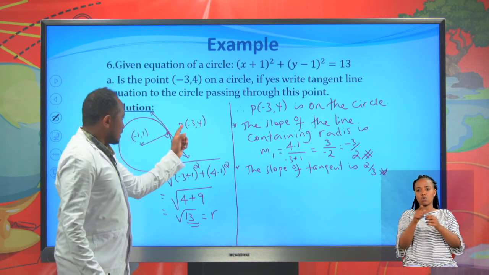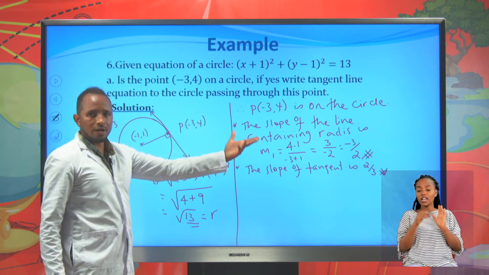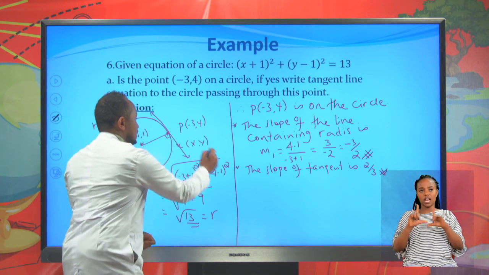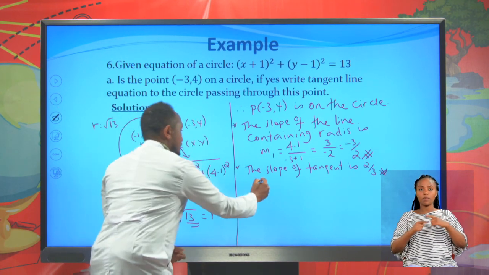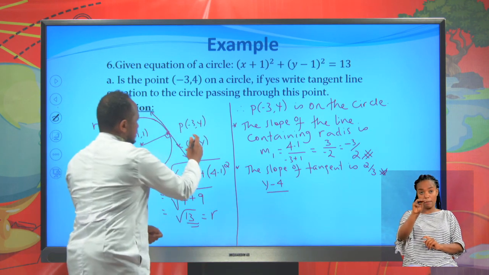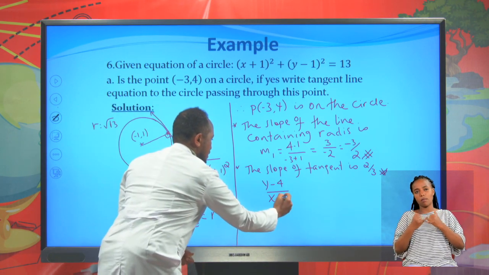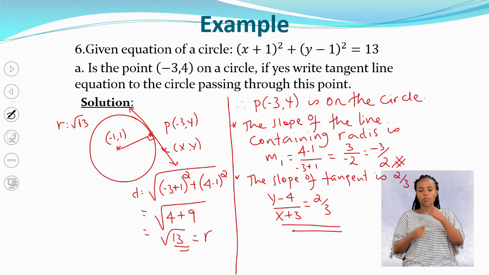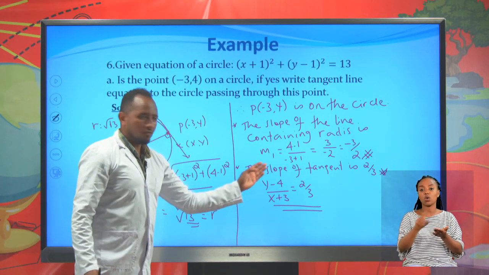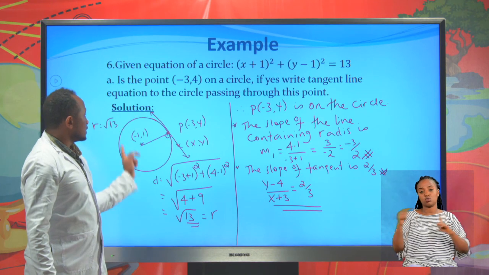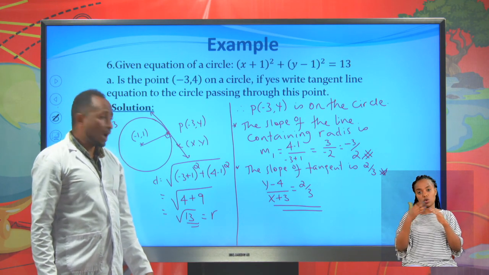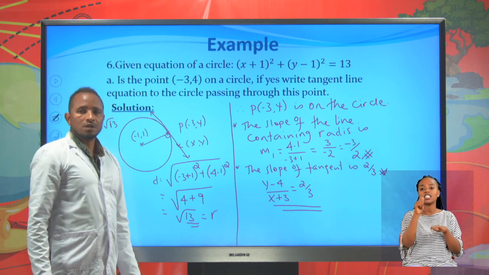Now we have a point and a slope, so we can write the equation. Take an arbitrary point (x, y) on the line. The equation becomes: the slope, y minus 4 divided by x minus minus 3, which is x plus 3, gives you the slope 2 over 3. Therefore, you can rearrange or simplify this expression. So this is the equation of the tangent line to the circle (x plus 1) squared plus (y minus 1) squared equals 13 at the point of tangency (negative 3, 4).